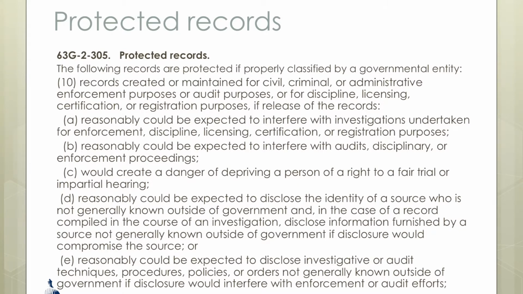And number D, reasonably expected to disclose the identity of a source who is not generally known outside of government. And reasonably expected to disclose investigative or audit techniques. So that number 10 protects a lot of government processes like investigations and audits and certifications and things like that. So this is something that's very subjective. So when you get a request, you would have to look at the record and think about what's going on in your agency to make a determination about whether releasing that record would interfere with something.